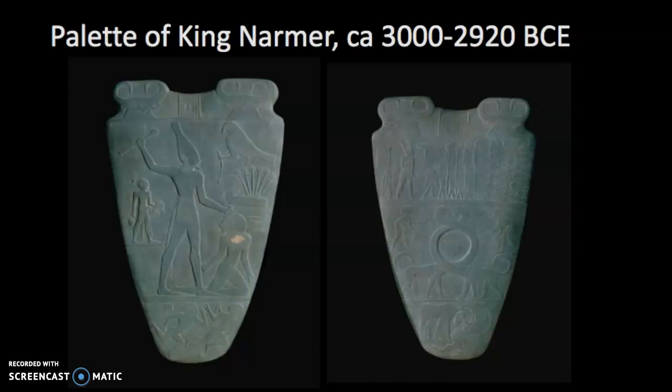And this palette is important because it depicts the unification of Egypt, which is an event that happens over centuries to solidify this progression of kingdoms. What we have here on side A is Horus, this hawk god.